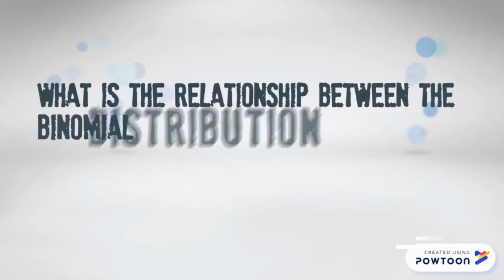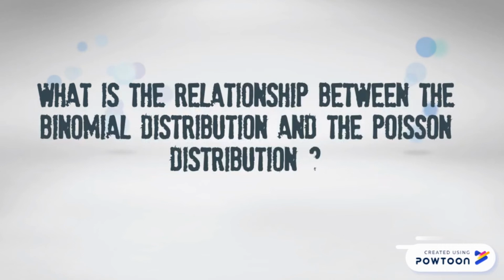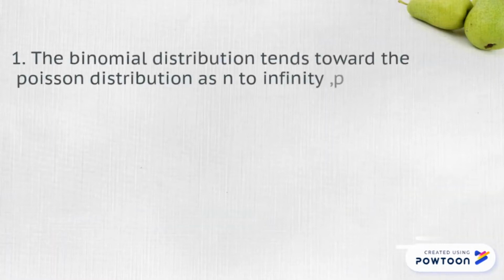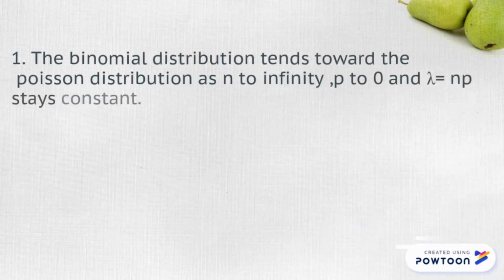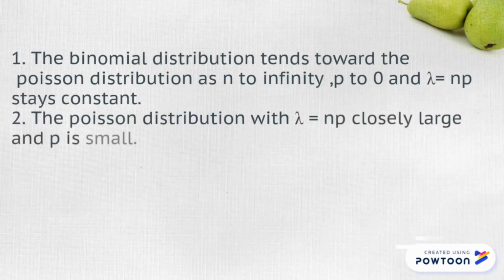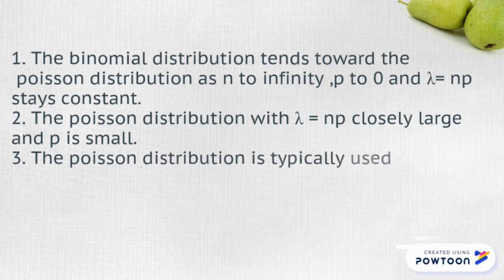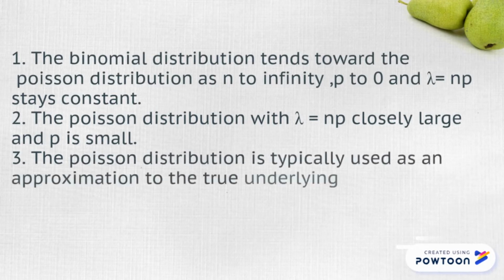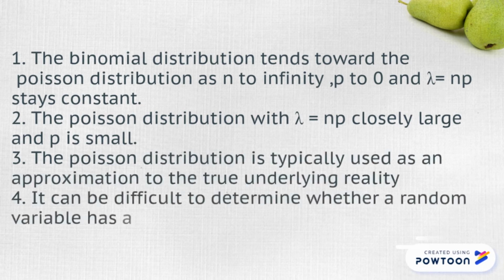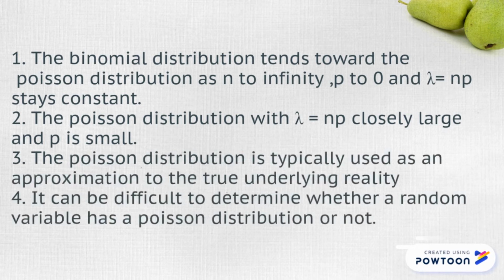So, what is the relationship between the binomial distribution and the Poisson distribution? Firstly, the binomial distribution tends toward the Poisson distribution as n tends to infinity, p tends to 0, and lambda equal to np stays constant. Number 2, the Poisson distribution with lambda equal to np works well when n is large and p is small. Number 3, the Poisson distribution is typically used as an approximation to the true underlying reality. And last, it can be difficult to determine whether a random variable has a Poisson distribution or not.